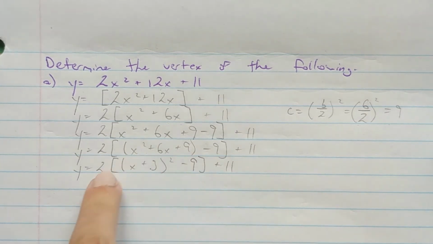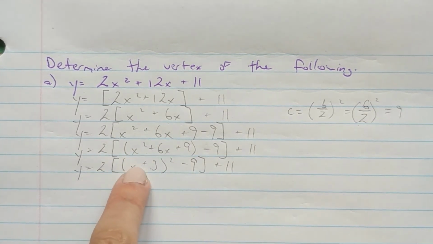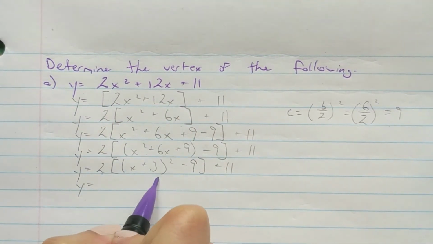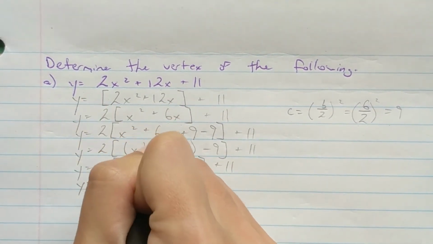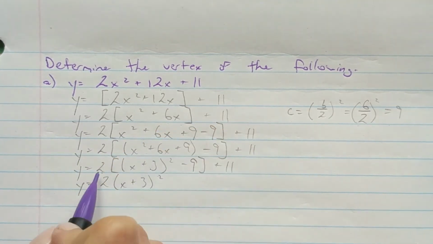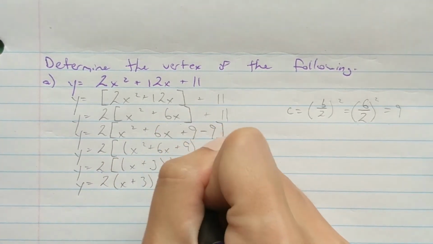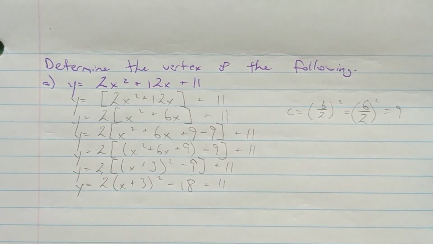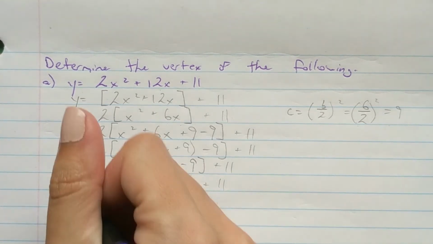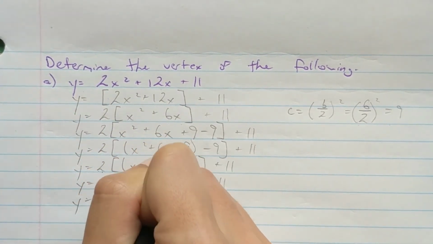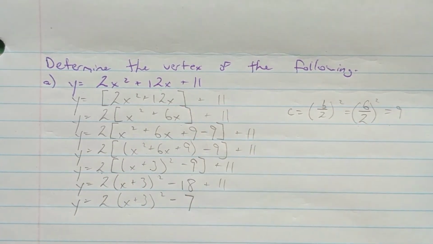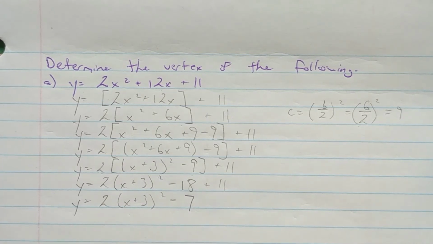In order to remove our square brackets, I need to distribute the 2 into both terms within the bracket. So it'll be 2 times x plus 3 squared. And then 2 times negative 9, which will give me negative 18. And then I still have this plus 11 that's along for the ride. Okay, we're almost there. We just have to simplify. We're going to pull those last 2 terms together, giving me y is 2 times x plus 3 squared minus 7. That is my vertex form.